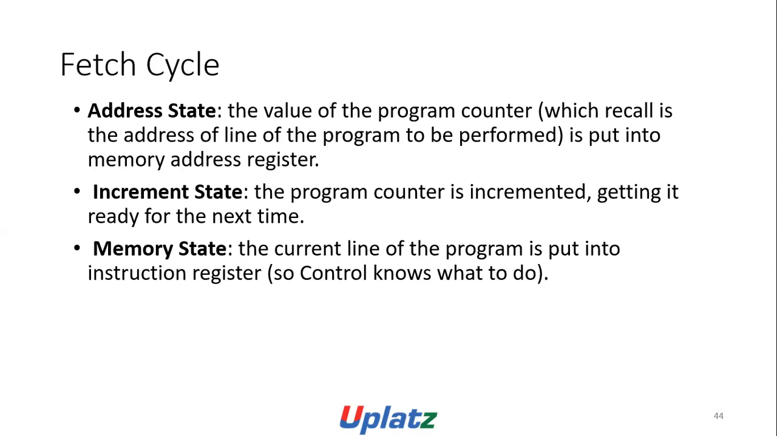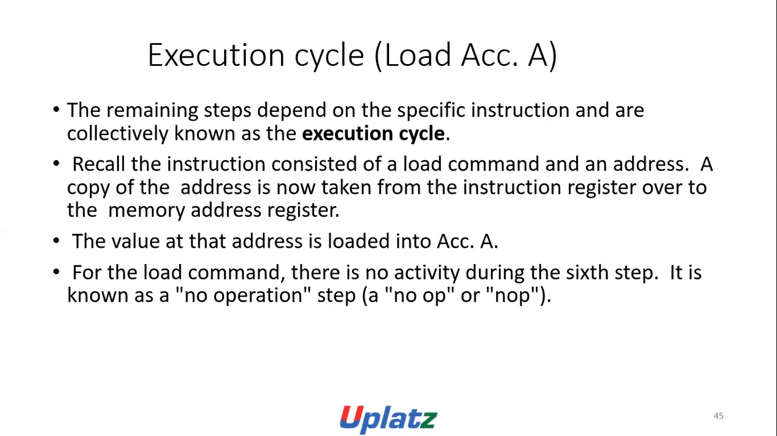Increment state: the program counter is incremented, getting it ready for the next line time. Memory state: the current line of the program is put into the instruction register, so control knows what to do. Execution cycle, load accumulator A: the remaining steps depend on the specific instruction and are collectively known as the execution cycle. Recall the instruction consists of a load command and an address.